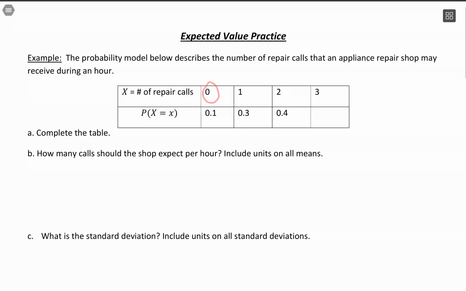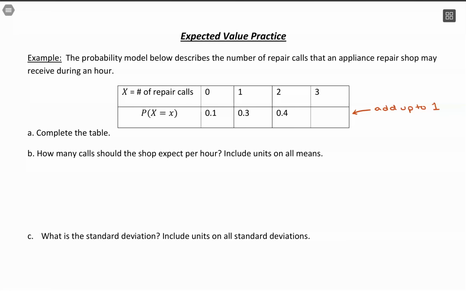And then we have the matching probabilities. So getting 0 calls within the hour has a 10% chance of occurring, 1 call is 30%, 2 calls is 40%, and then we have this blank piece that we're going to fill in here. So filling in the table, if we have missing information, it will come in this probability section, and all of your probabilities have to add up to exactly 1, to represent 100% of your sample space.